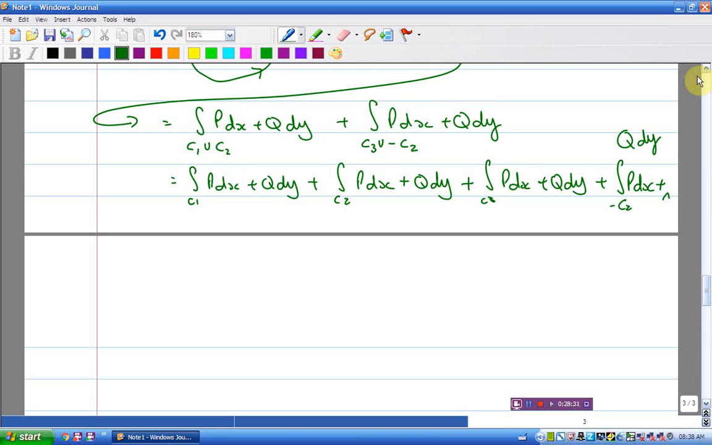Okay, and then, so that's four integrals. Integral 2 and integral 4 cancel. Because this one over here is just minus the integral along C2 of P dx plus Q dy. Because if you flip the direction of a curve, that's fine. You can always flip the direction of a curve. You just put a minus in front of the integral.